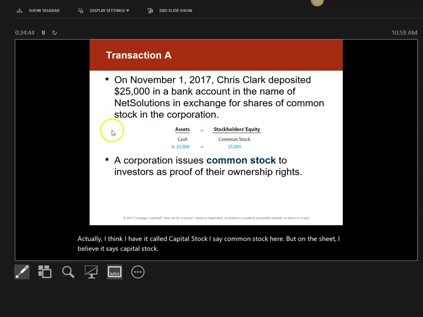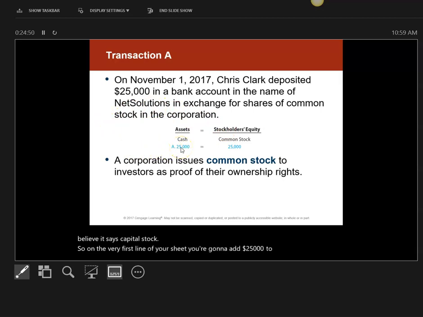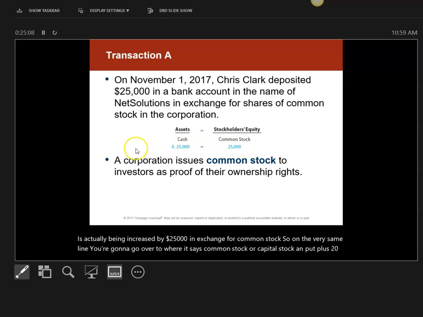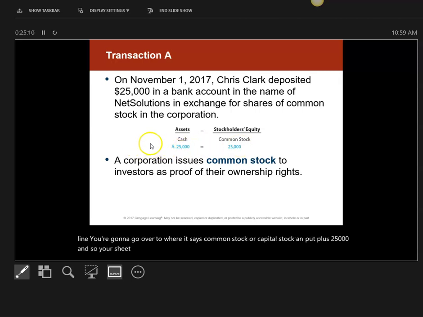So on the very first line of your sheet, you're going to add $25,000 to the cash because the cash account is actually being increased by $25,000 in exchange for common stock. On the very same line, you're going to go over to where it says common stock or capital stock and put plus 25,000. So your sheet should have the first row plus 25,000 under cash, plus 25,000 under common stock.